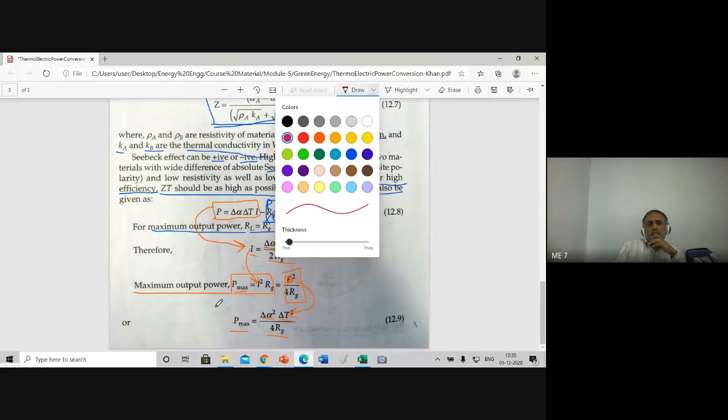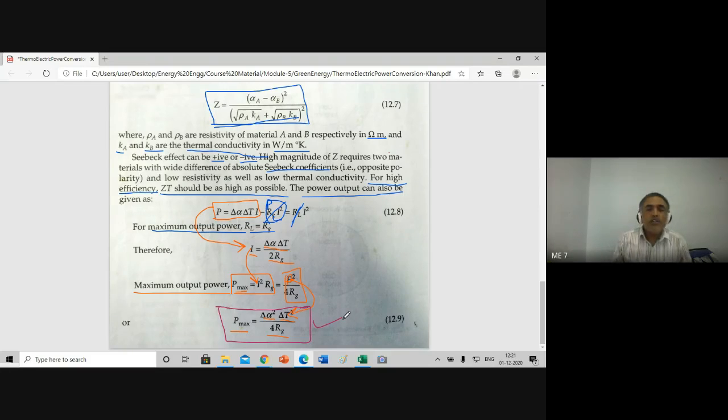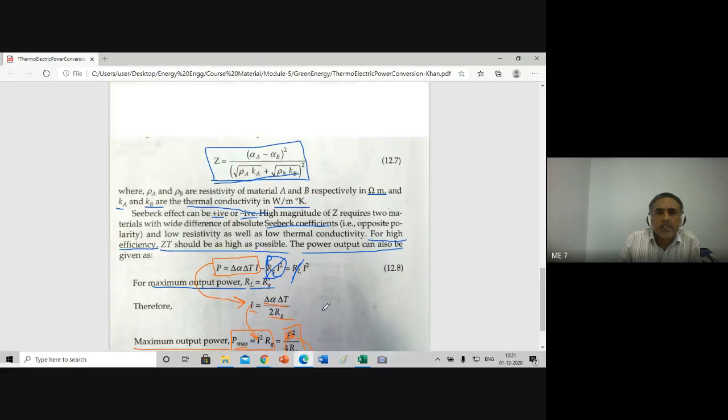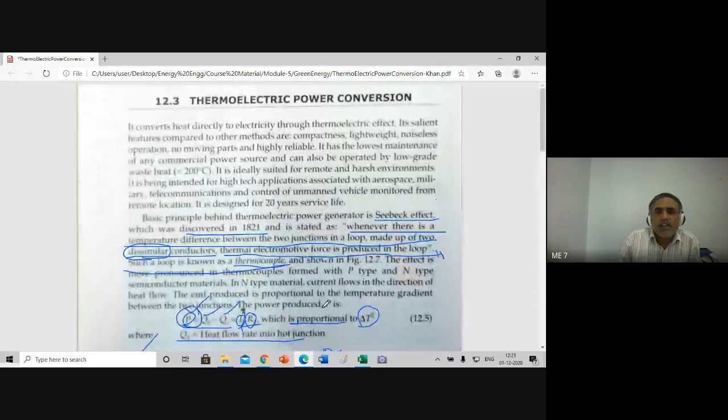So this equation, you reproduce it. Okay, this one. So this is the maximum power available equation for the thermoelectric conversion device. Now let us look at some other points.